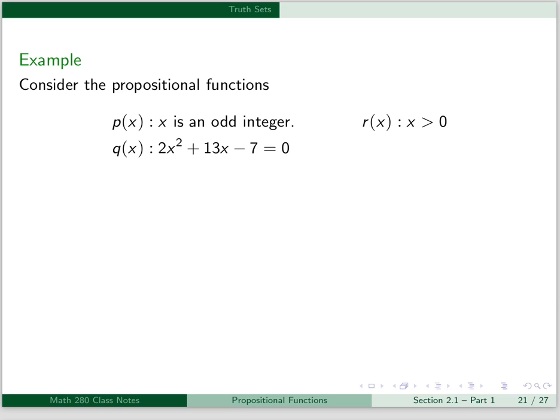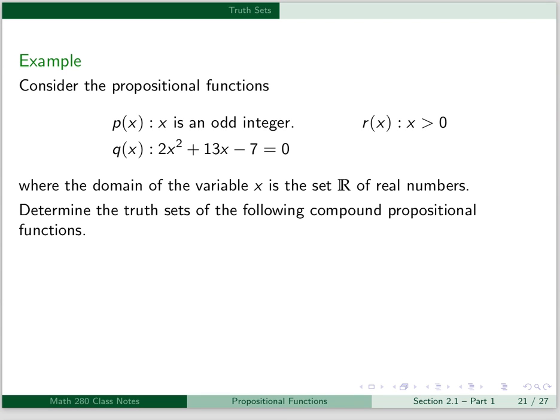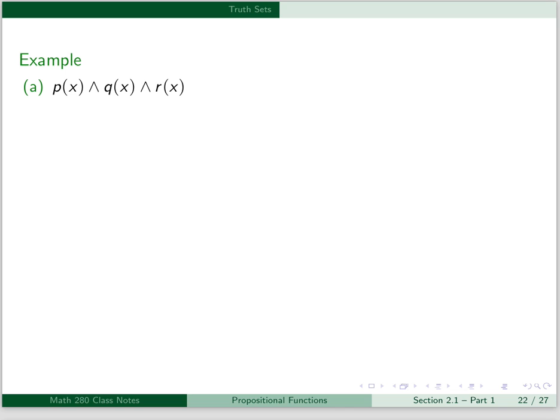Consider the propositional functions. P of x: x is an odd integer. Q of x: 2x squared plus 13x minus 7 equals 0. And r of x: x is greater than 0, where the domain of the variable x is the set R of real numbers. We want to determine the truth sets of the following compound propositional functions. First we have p of x and q of x and r of x.